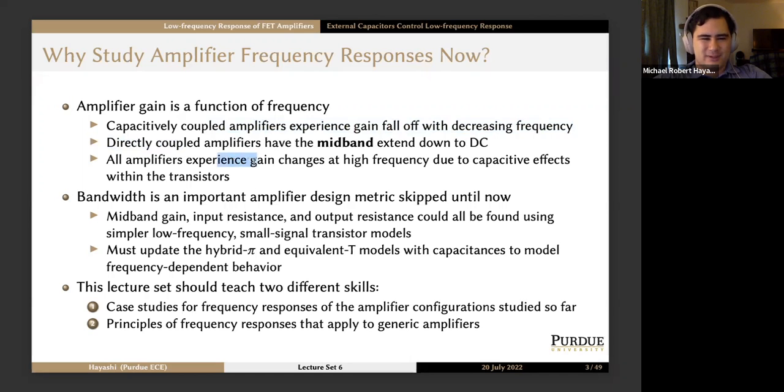So they don't really experience a low frequency loss of gain. All amplifiers will experience gain changes at high frequencies, though, because of capacitive effects within the transistors.